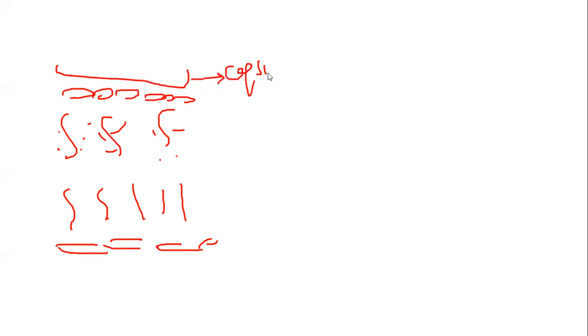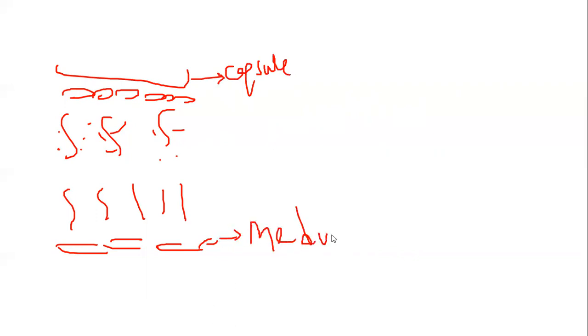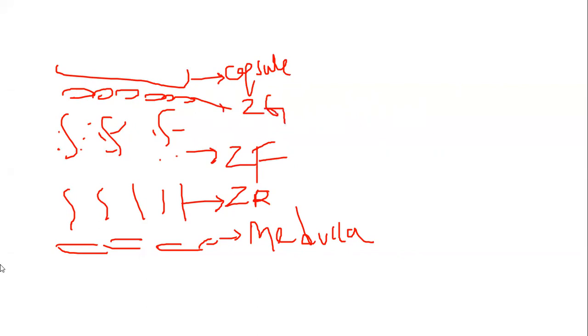So this is the capsule. This is the medulla. And this is zona reticularis. This is zona fasciculata. And this is zona glomerulosa, the outermost layer.